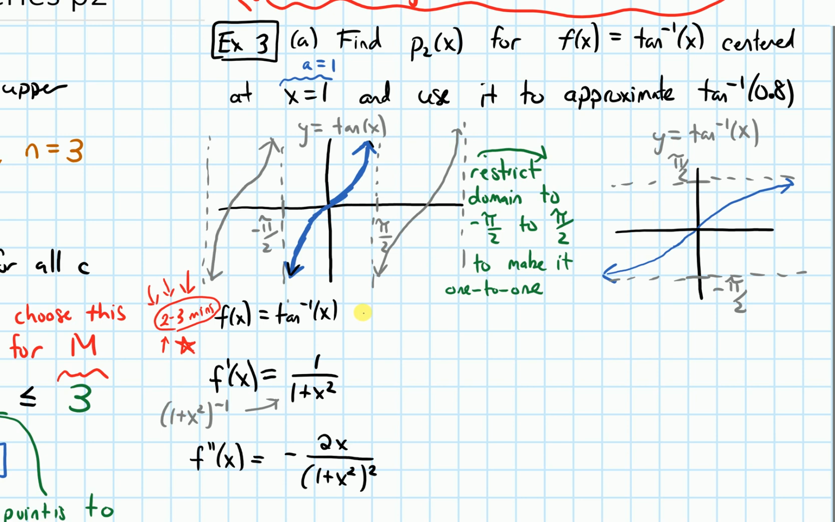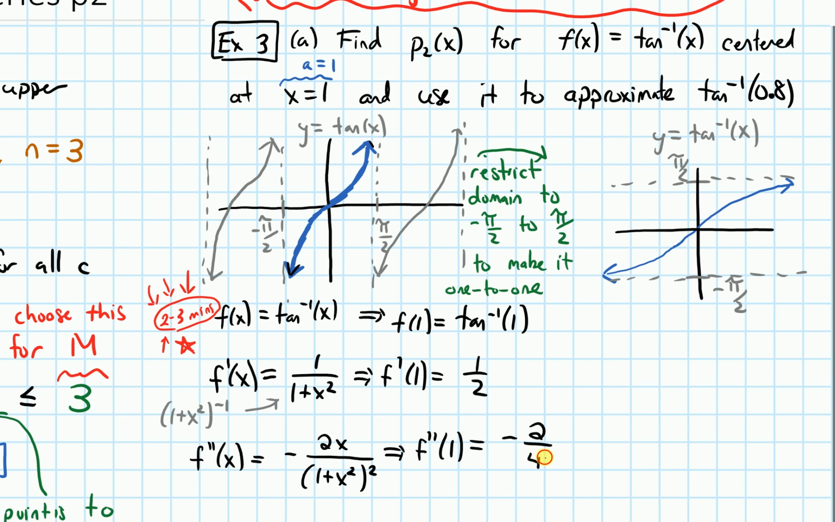Okay, so what we do next is we need to plug in this center point, which is 1, into all of these. So I'm going to plug that into the original function, which would give me tangent inverse of 1. I'll plug it into the derivative, and this is actually easier to simplify. I'd get 1 over 2, and I have to plug it into the second derivative, and plugging it in there, I get negative 2 over 2 squared, so negative 2 over 4, which is negative 1/2.